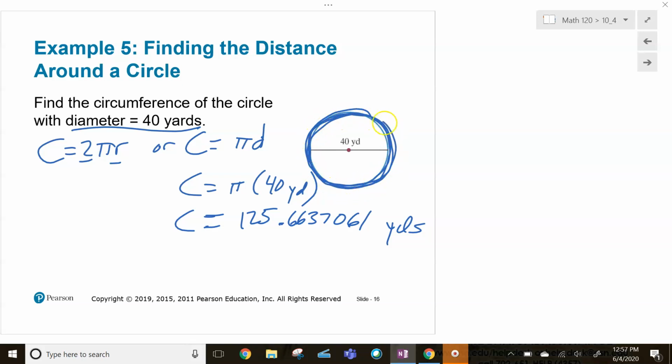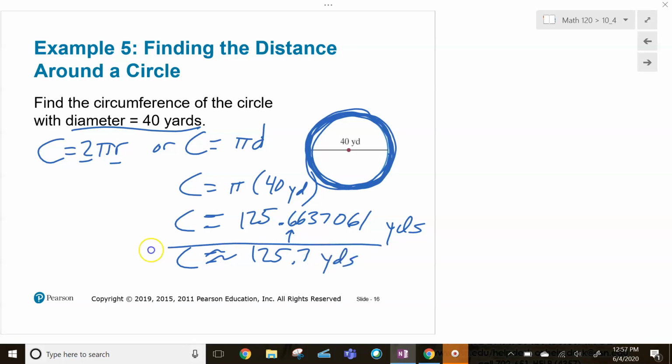The circumference is kind of like perimeter for polygons, right? It's the circumference for circles. It's that many yards. Usually in your homework, it's going to have you approximate that to the nearest tenth. If we go to that digit, the 6 makes this bump up to 125.7 yards. We're rounding to the nearest tenth on that one.